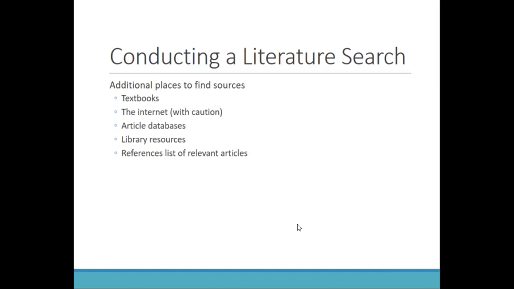Another really important source is the reference list of relevant articles. So let's say you find one article that is just absolutely perfect. It's exactly what you want to talk about and you can't find much else. Look at the back of that article and see who they've cited, because if their article is exactly what you want to talk about, they probably have other relevant sources.